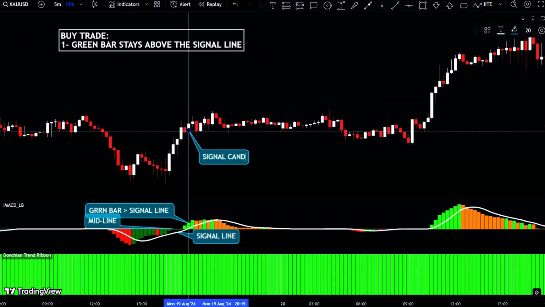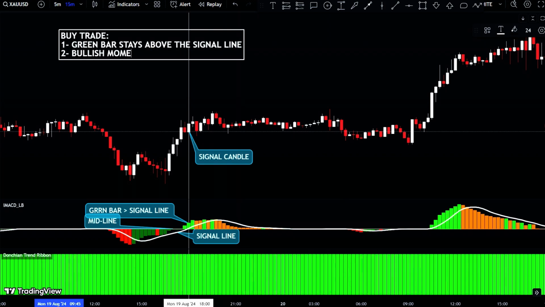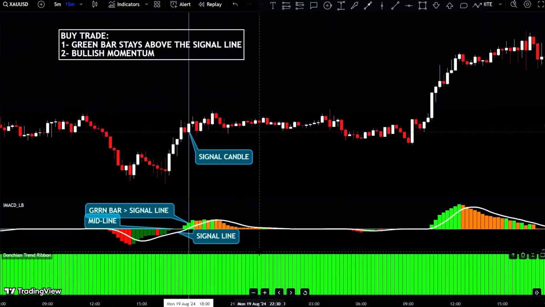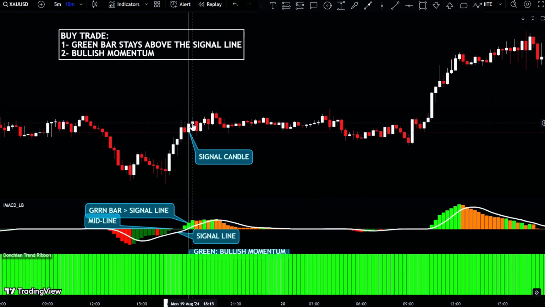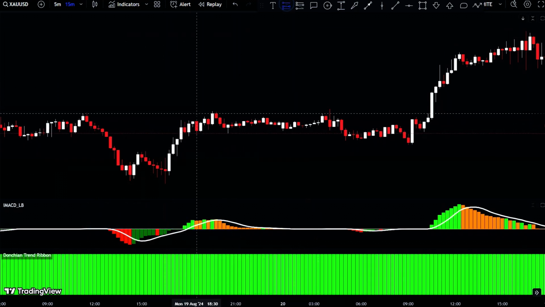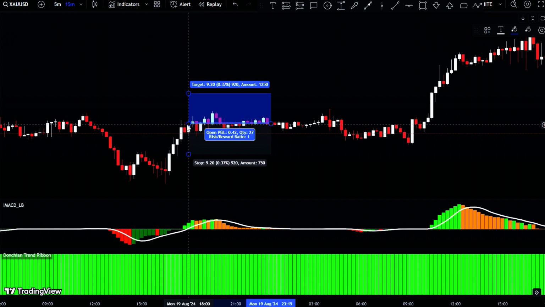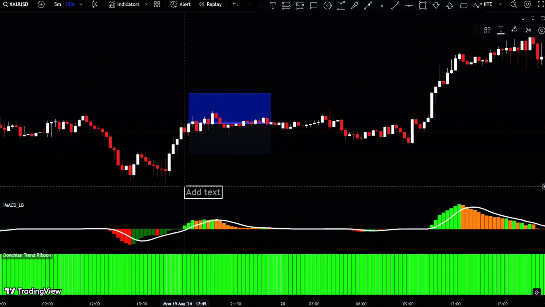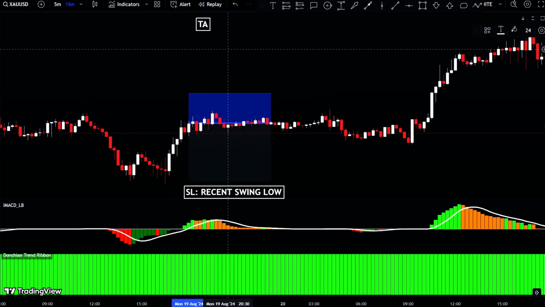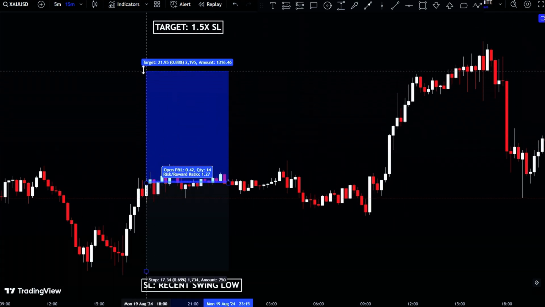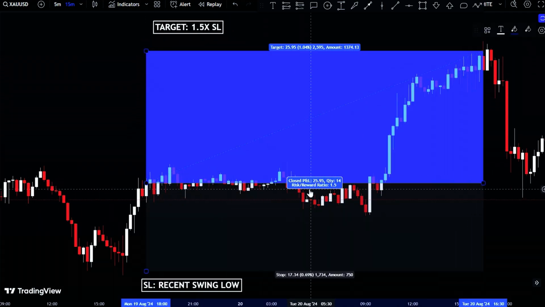Now we gotta ensure the trend has a bullish momentum. No sweat, just check the matching component of the Donchian trend ribbon oscillator. If it's green, we've got ourselves a confirmed bullish momentum and a buy signal. So, with the conditions met, it's go time. Open the buy position and get ready for action. Right after opening the position, set your stop loss below the most recent swing low of the market. Safety first, you know? If you're looking to exit with some sweet profits, set the target 1.5 times the risk.